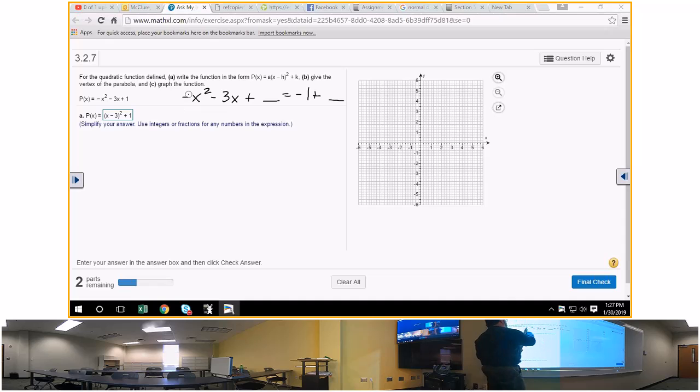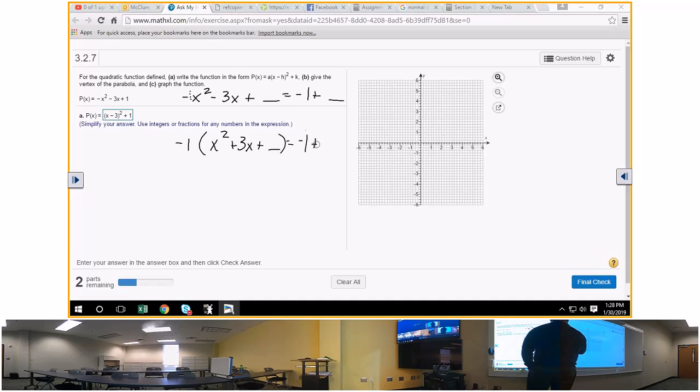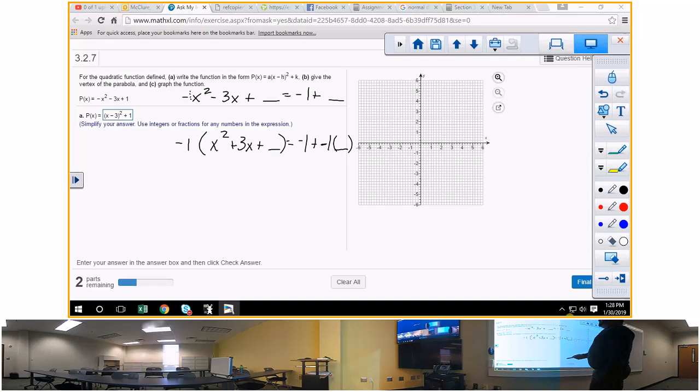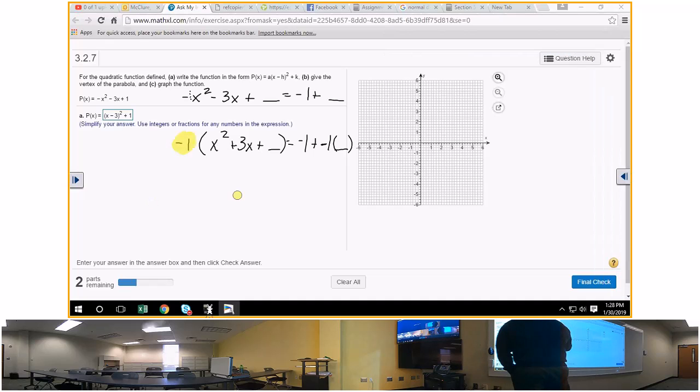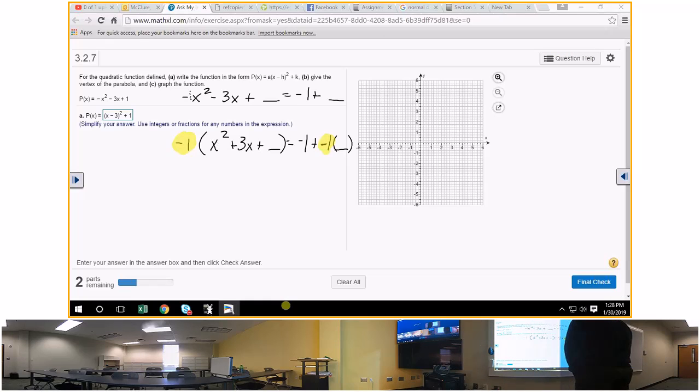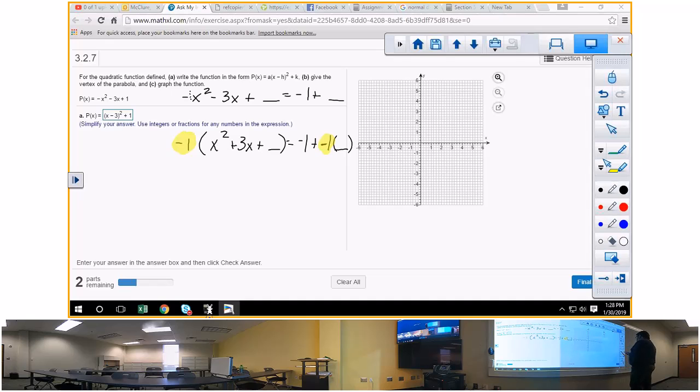Factor out a negative 1 because that's a negative 1 right there. So we need to factor it out. It's got to be a positive 1. So that's negative 1 times x squared plus 3x plus blank is equal to negative 1 plus negative 1 times blank. And that's because if you watch the videos, whatever you factor out, you have to multiply on the right-hand side. Whatever you factor out, you have to multiply on the right-hand side.